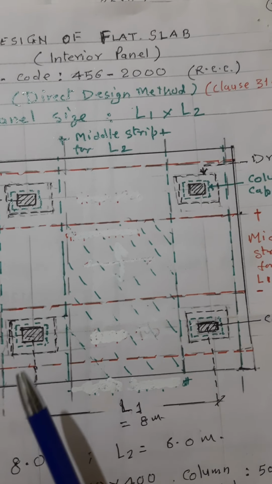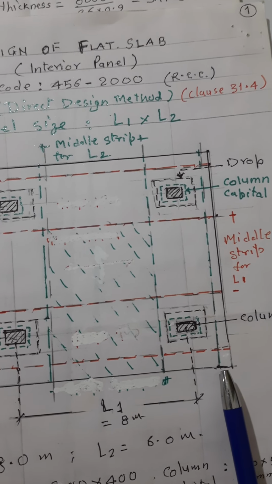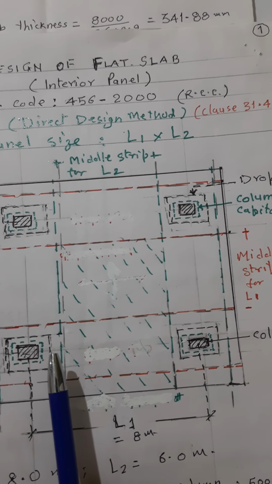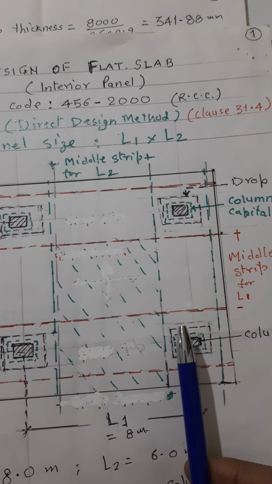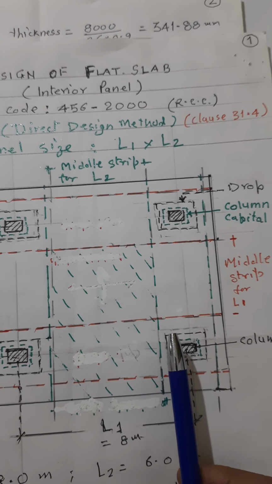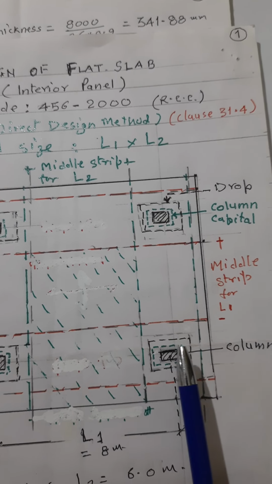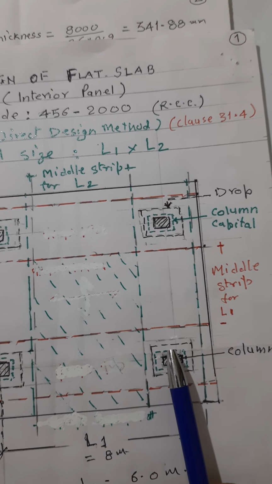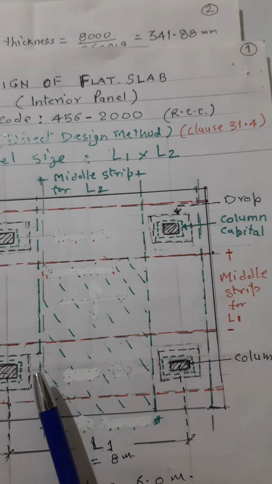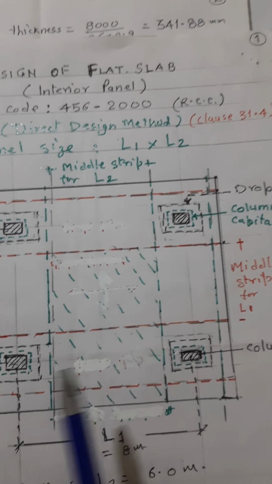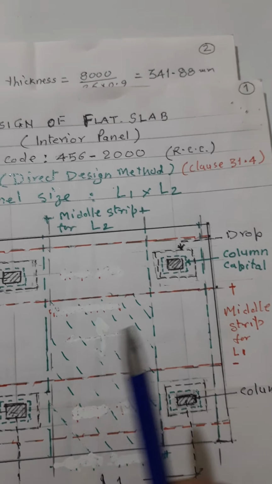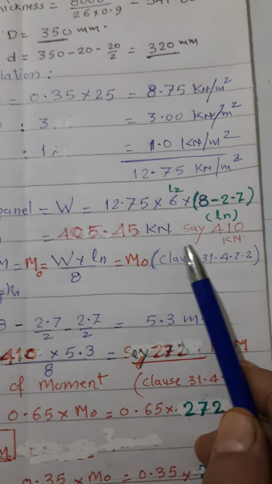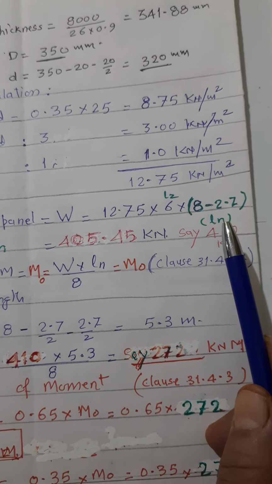When I am talking about this ln, going in this direction, ln is nothing but the distance between edge of the column to edge of the column when no capital is given. If the capital of the column is given, then from edge of the capital to the edge of the capital. And if the drop is given, then from capital to capital and drop to drop. So we are just calculating the value of ln, drop to drop.